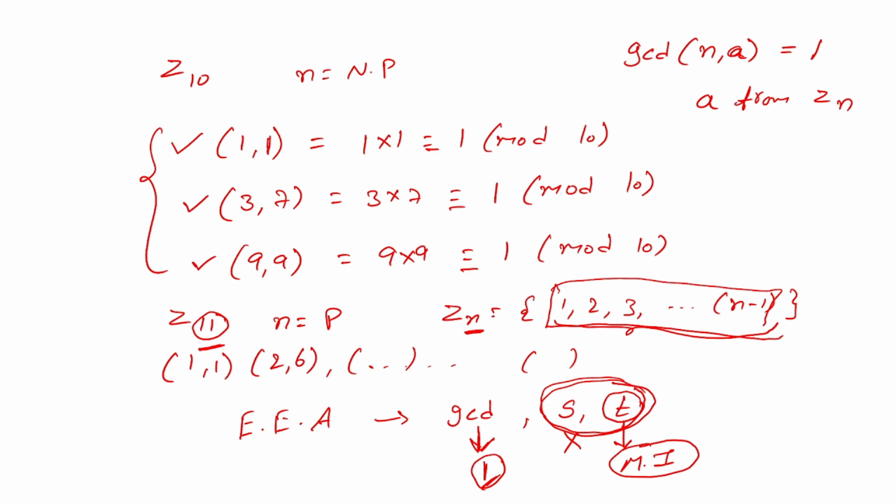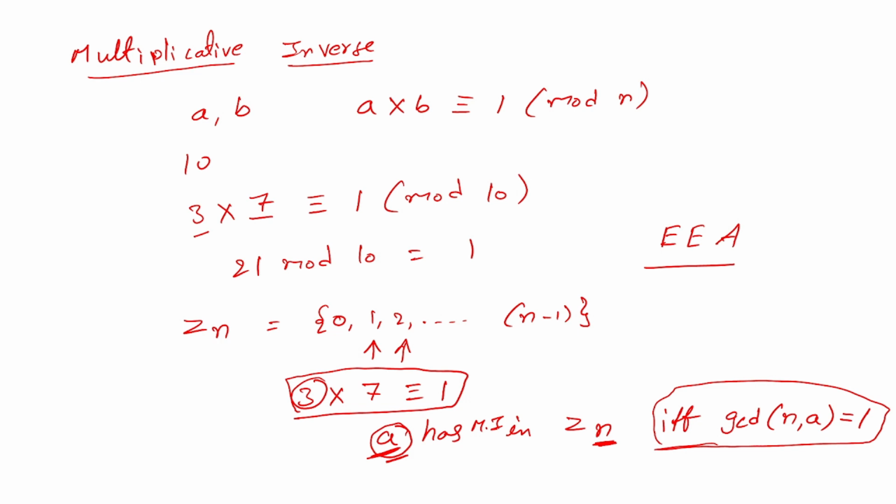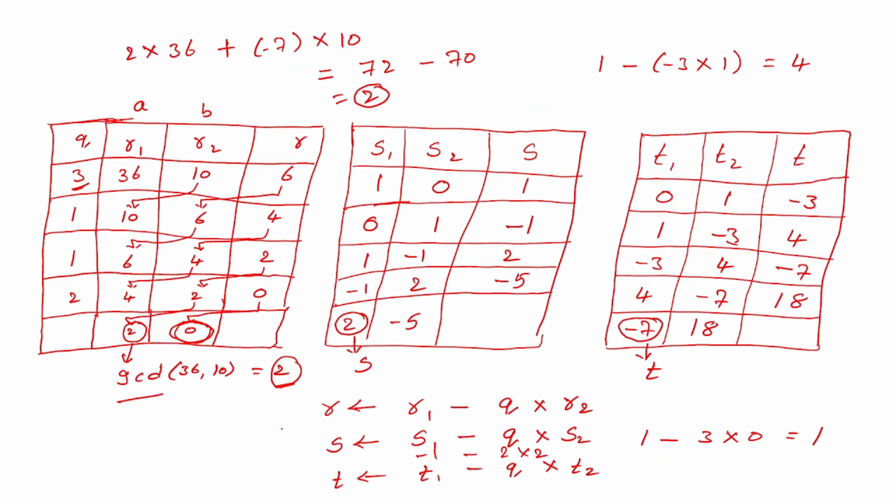In the previous session, we have discussed extended Euclidean algorithm. In that, suppose you take the second value as 0, then what is GCD? 2. So if GCD is 1 only, then it has a multiplicative inverse. Here GCD is 2, so it does not contain a multiplicative inverse.